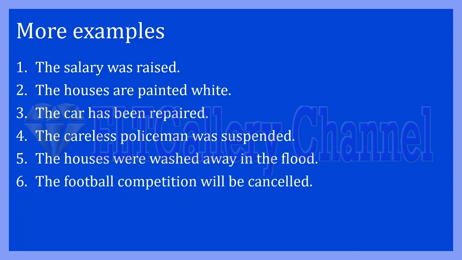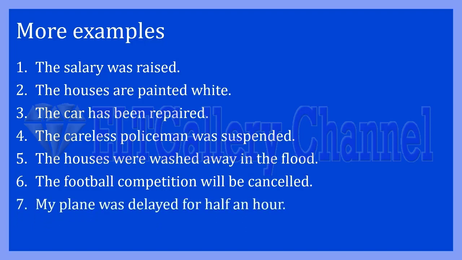And then the football competition will be cancelled. The form of be here is be because we have the modal will. My plane was delayed for half an hour. We have was here, past tense, and because plane is singular, my plane was delayed for half an hour.